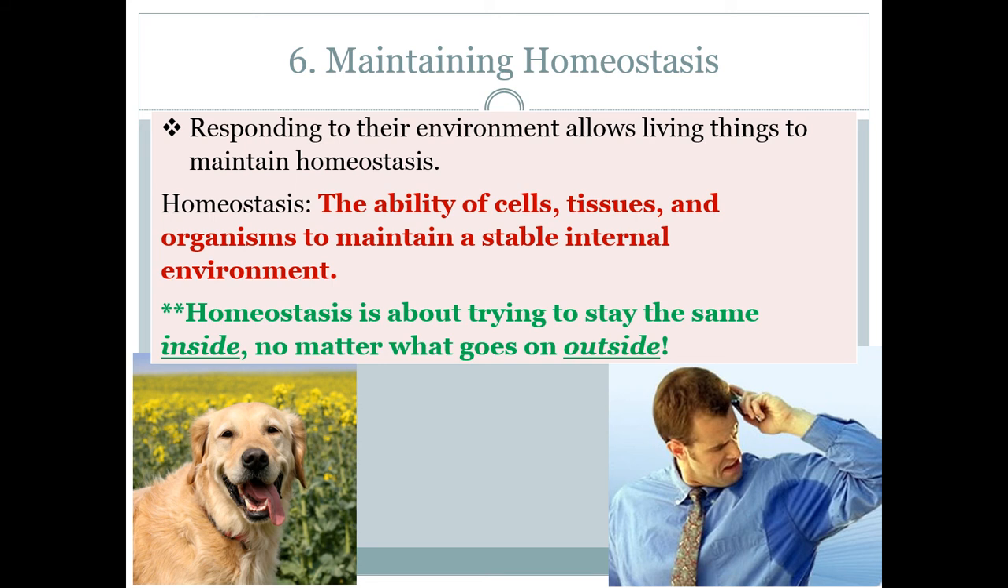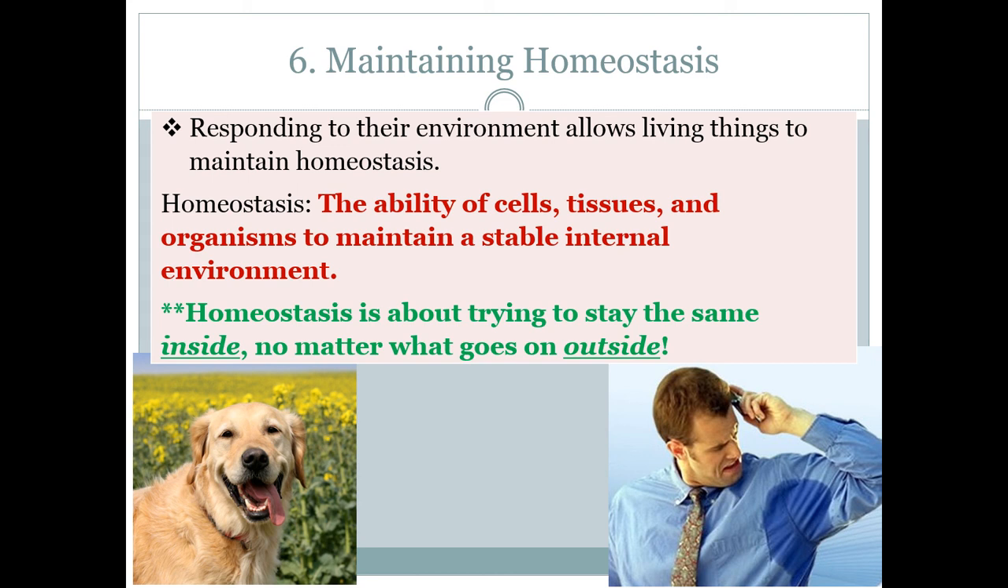The sixth characteristic of life is called homeostasis. This is where you must respond to the environment in order to basically maintain life. So this is the ability of cells, tissues, and organisms to maintain a stable internal environment.